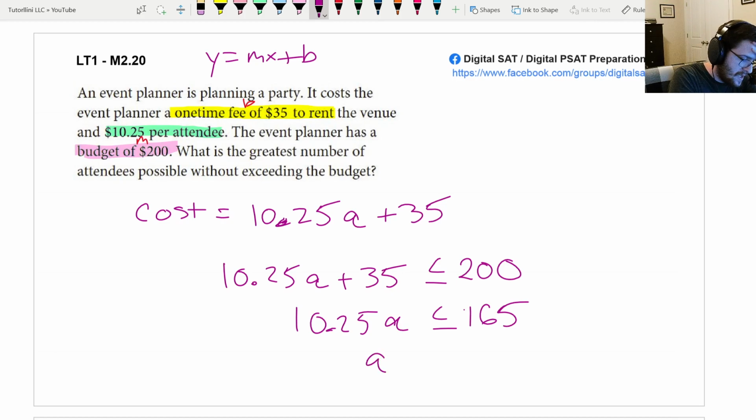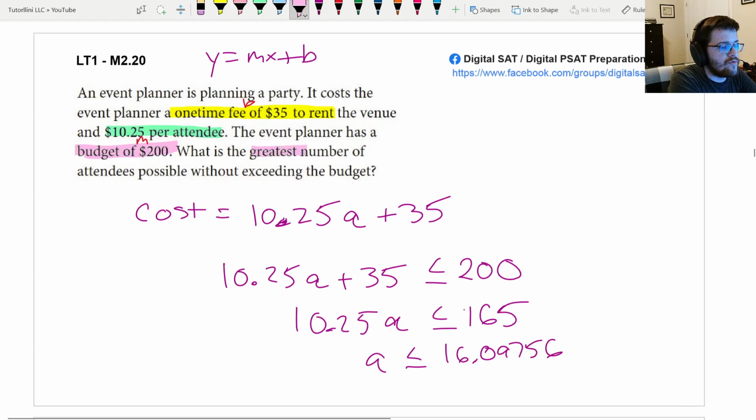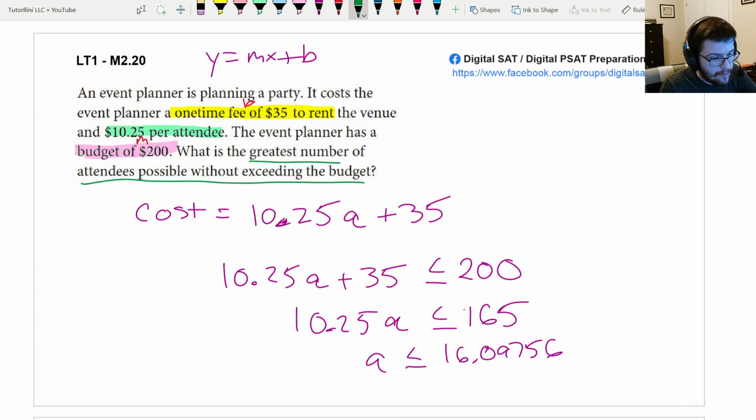And I divide both sides by 10.25, and I get A is less than or equal to 16.09756. So we want the greatest number without exceeding the budget. So it's not the same as rounding. Lots of people would say 16 because I rounded. No, you have to do the biggest number that satisfies the inequality.